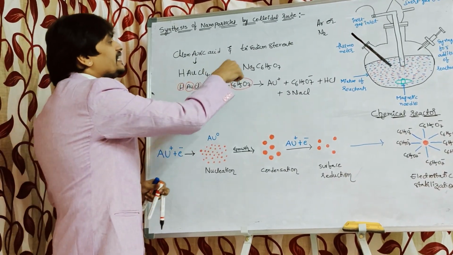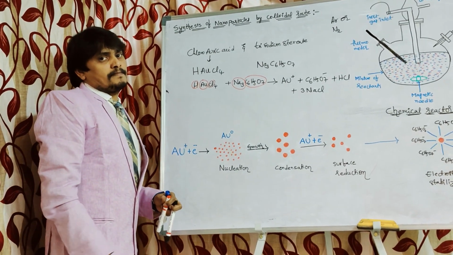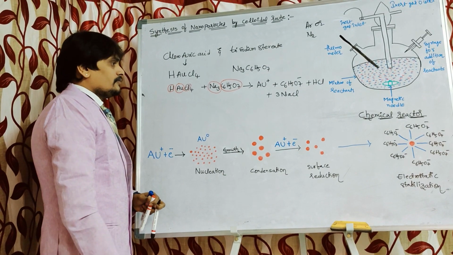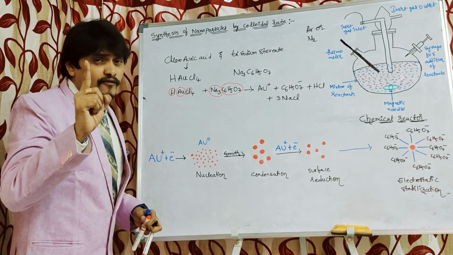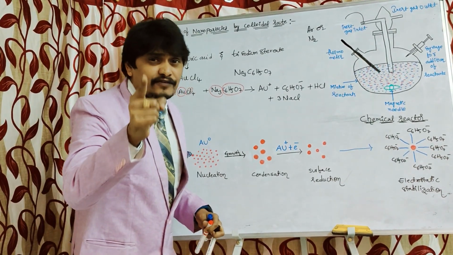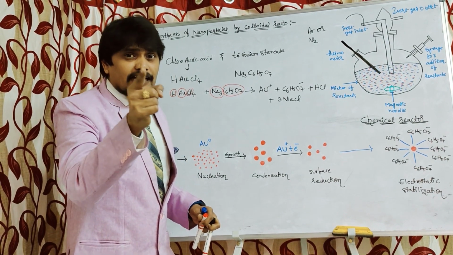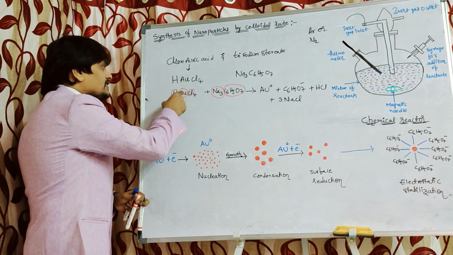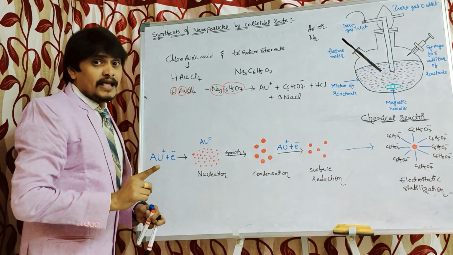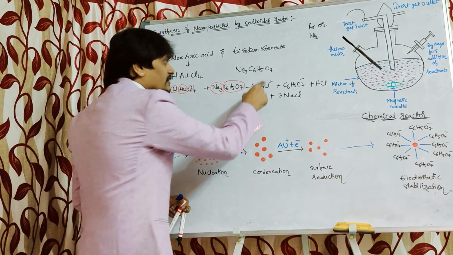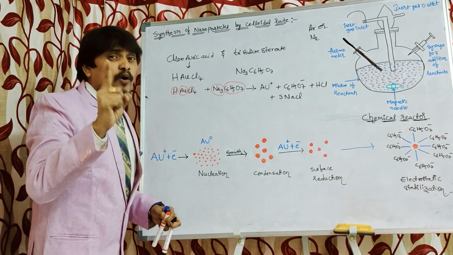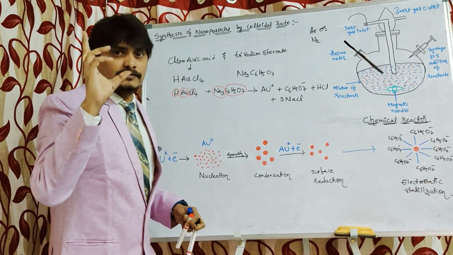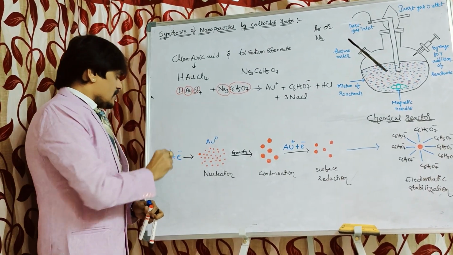So this reaction takes place, students, in the chemical reactor. And what is the job of the reducing agent? It will reduce the other substance. What is the other substance, students? The other substance is chloroauric acid. And in chloroauric acid, Au plus ions are present. And what is reduction? Reduction is nothing but gain of electrons.